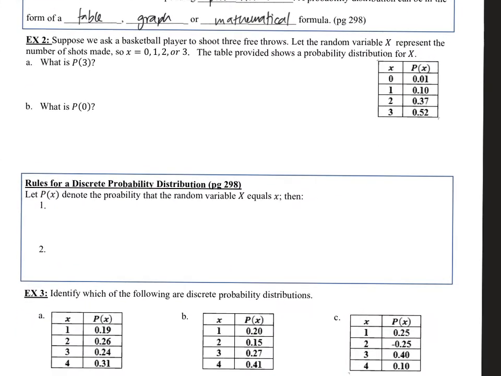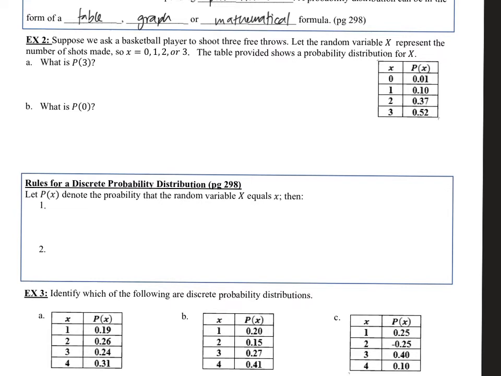For example 2, suppose we ask a basketball player to shoot 3 free throws. Let the random variable x represent the number of shots made. Alright, so what are the number of shots possible? Well, he could make 0 shots, 1 shot, 2 shots, or 3, because at most we have 3 throws. Alright, so the table provided shows a probability distribution for x. So for the number of throws, for example, the probability of shooting 0 is 0.01, the probability of shooting 2 throws is 0.37, probability of shooting 3 throws and getting it in is 0.52.